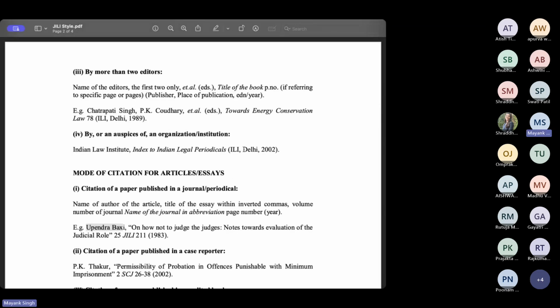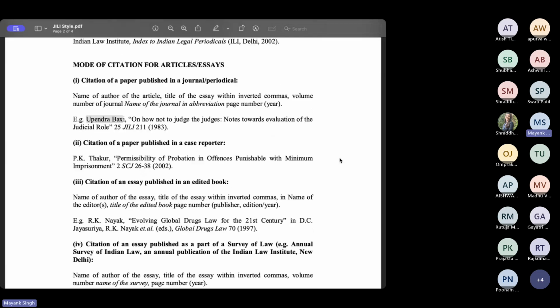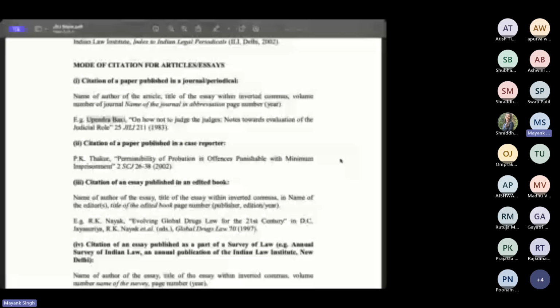By the way, what citation style did your college ask you to use in your dissertation? Any one of you? Any citation style which your college prefers? I believe it is ILI only, or Bluebook or OSCOLA.